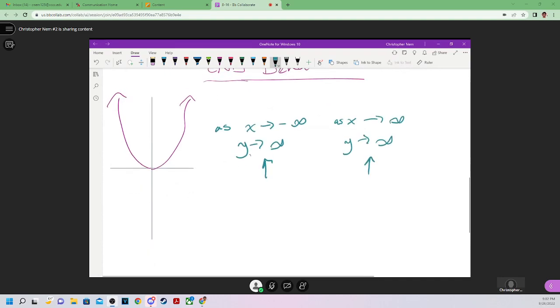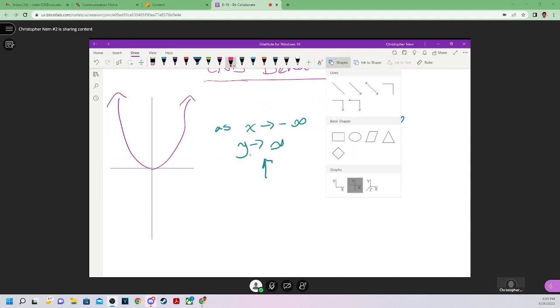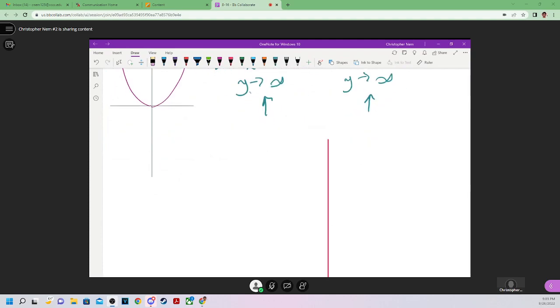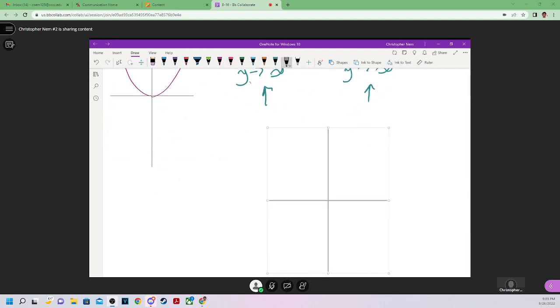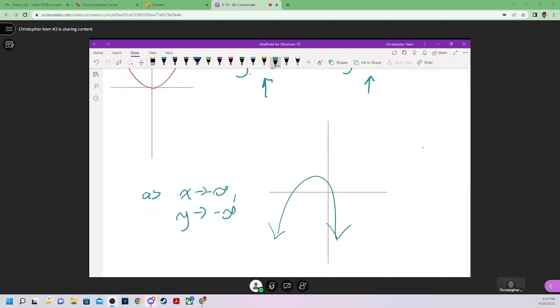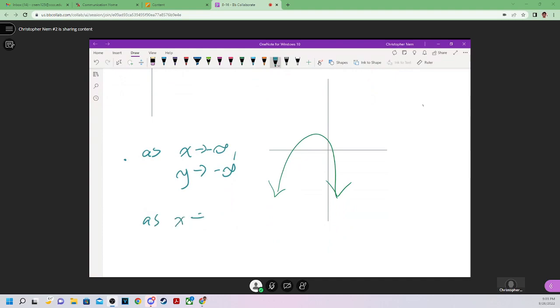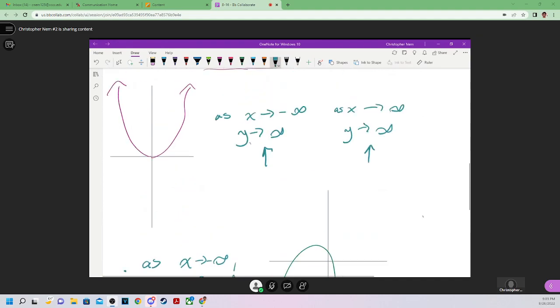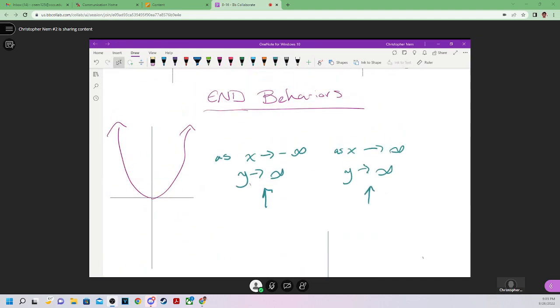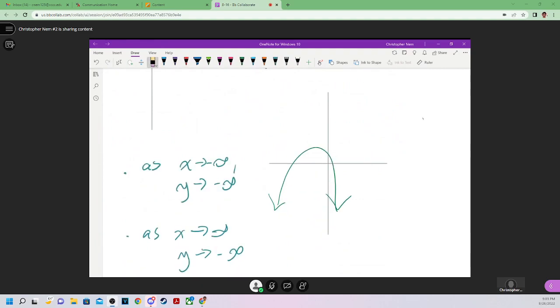Great. Well, with a quadratic, it can also be reflected. So if I have a reflection, my quadratic might look something like this. Boom. And in this case, we're going to say that as x approaches negative infinity, the y value approaches negative infinity. And then the other statement is as x goes to the right side, the y will also go negative. And this is very important. This is what happens in a quadratic. We can generalize this behavior with all of even power polynomials.